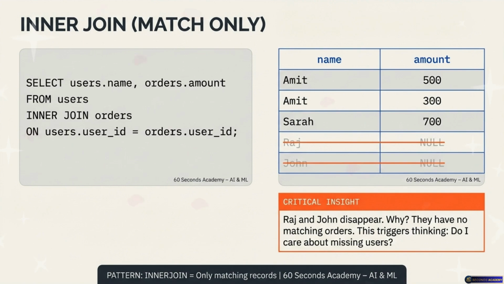Right. It evaluates the ON condition strictly. User 1, Amit, satisfies the condition twice because he has 2 orders. So the engine generates 2 rows for Amit. Makes sense. And user 2, Sarah, satisfies the condition once. So the engine generates 1 row for Sarah. Exactly. But wait, what about Raj and John? They are users 3 and 4, but they don't have any corresponding records in the orders table.